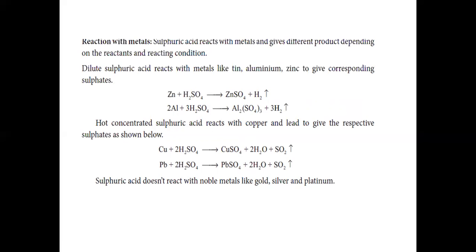The more reactive metals react with dilute sulfuric acid, and the less reactive metals react with concentrated sulfuric acid. So more reactive metals like zinc and aluminium react with dilute sulfuric acid. Zinc reacting with dilute sulfuric acid gives zinc sulfate plus hydrogen, so hydrogen gas is liberated. Like that, aluminium reacting with sulfuric acid gives aluminium sulfate and hydrogen gas is liberated.